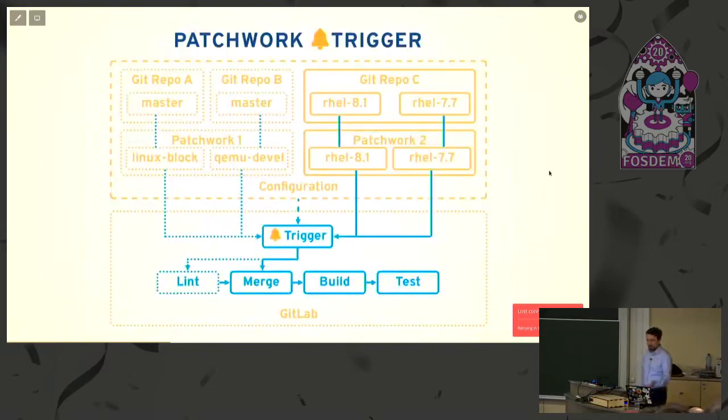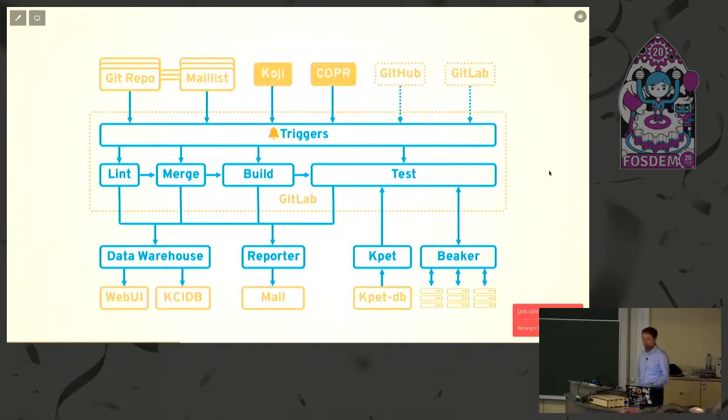So the typical Patchwork trigger would be tied to a particular Patchwork instance and a particular project there, and associated with the corresponding Git repo. Further on, we also have triggers from our package builds in Koji and the developer builds in Copr for Fedora, and internally for RHEL, although it's called a little differently.